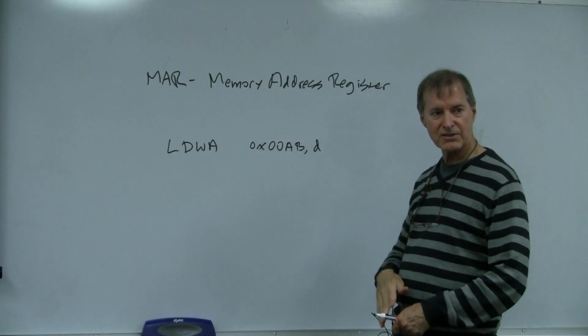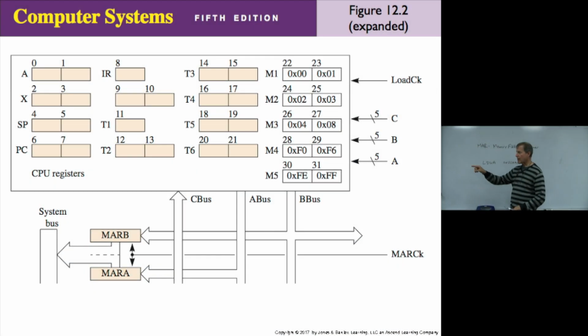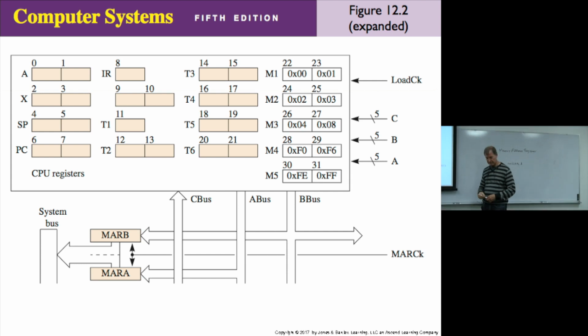16 bits. Okay, so MARA and MARB together make up 16 bits. The MARA is the high order 8 bits and the MARB is the low order 8 bits. Is everybody clear on that? And notice that it's pointing to the system bus, right?